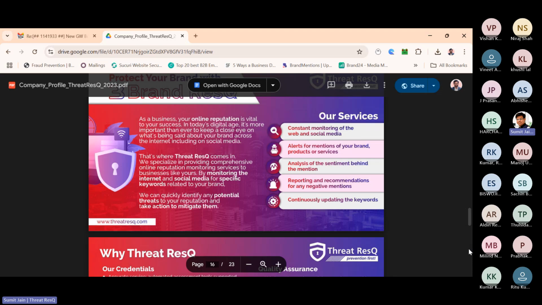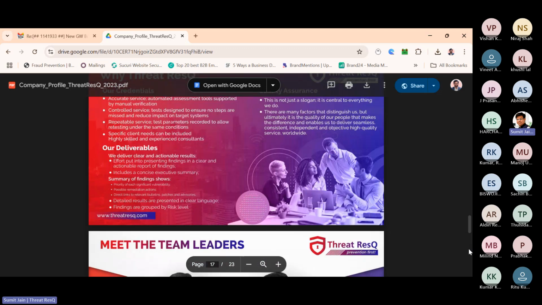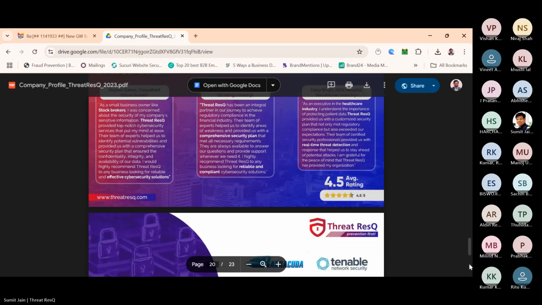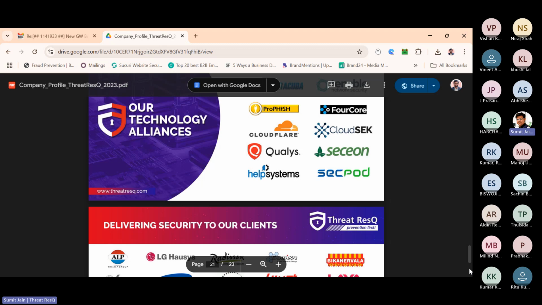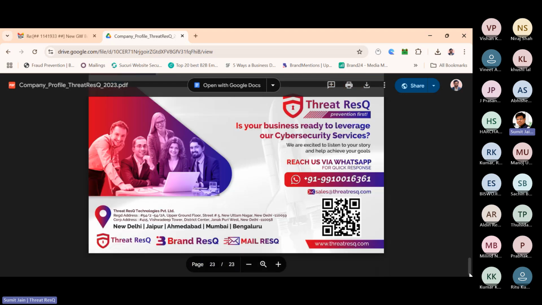Then we have a service in brand rescue. We will do the brand monitoring of your brand as far as your images are concerned, IPs are concerned, and the content is concerned over the internet. So this is one of the deliverables. These are a few certifications, few companies which are associated, and the clients which we have. And we are working from major locations in India.